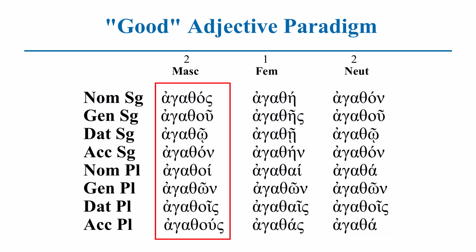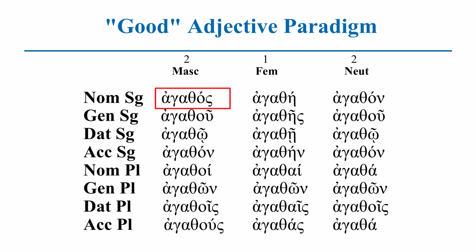But let's look at what this paradigm implies. This is how you conjugate the word agathos, or the word good. For example, in the masculine, you have agathos, agathou, agathō, agathon, agathoi, agathōn, agathois, agathous. Remember, you have the singular endings on top there, and you have the plural endings down there. Agathos means good in the singular. Remember, the word agathos is the adjective good, and in the genitive it means of good. In the dative it means to good. In the accusative it means good. Accusative and nominative are translated in the same way, but the function, the meaning, is different.